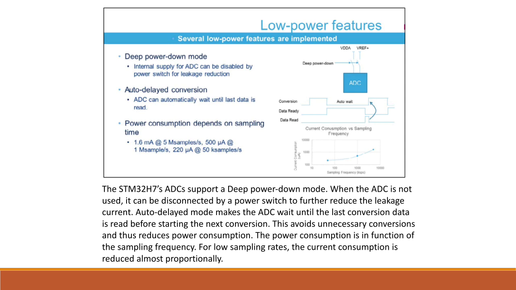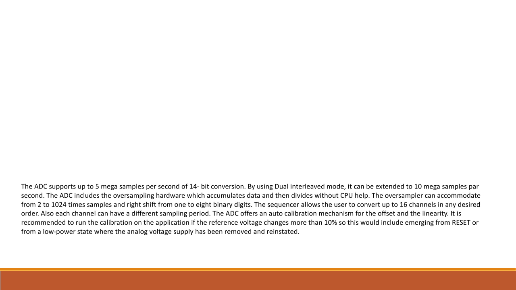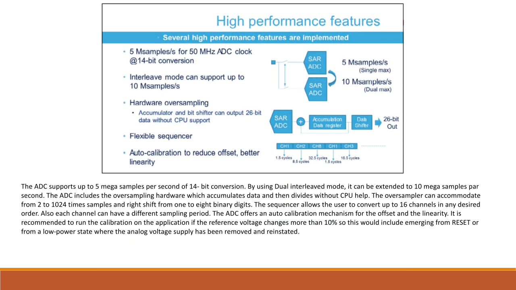Let's talk about some high performance features. The ADC supports 5 megasamples per second at 14-bit conversion. By using dual interleaved mode, it can be extended to 10 megasamples per second. The ADC includes oversampling hardware, which accumulates data and then divides without CPU help. The oversampler can accommodate from 2 to 1024 times samples and right shift from 1 to 8 binary digits.